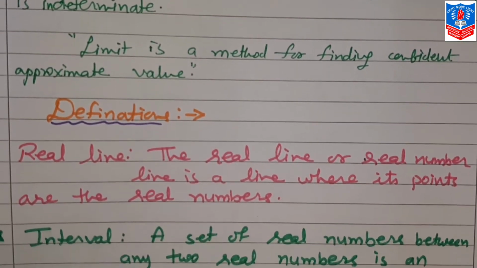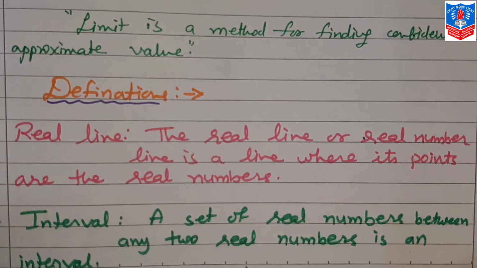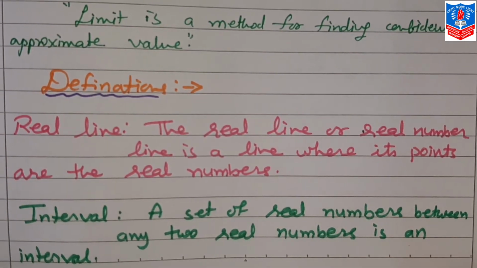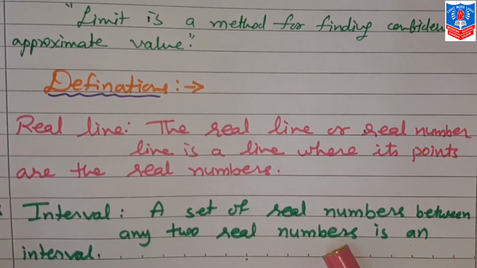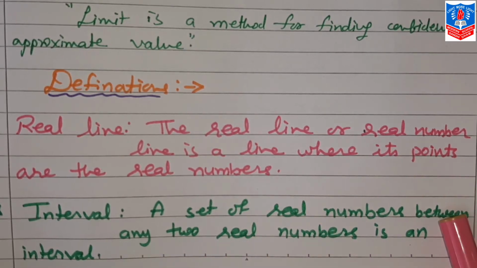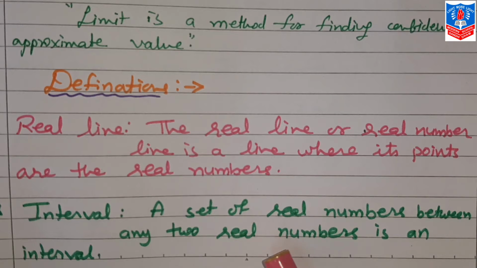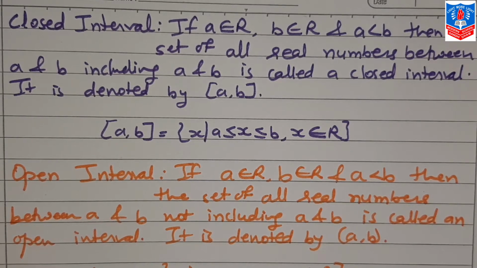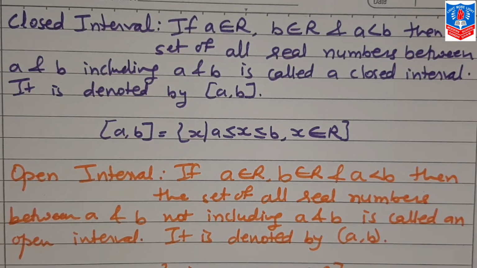Next definition, that is interval. A set of real numbers between any two real numbers, that is an interval. Between two real numbers, that is called an interval. Now few types of interval which are very important from board examination point of view with 1 mark.